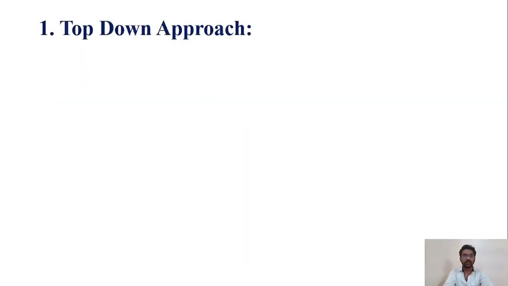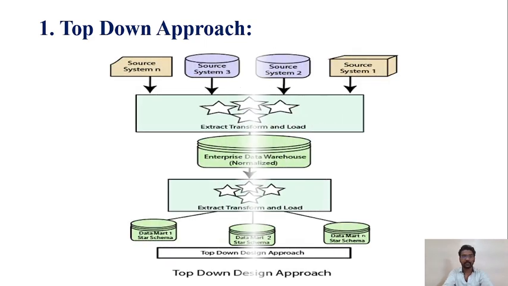Okay. So how the top-down approach is structured is given in a format like this. We have n number of source systems, connected along with the ETL. The ETL is connected with the EDW, the enterprise data warehouse, which is a normalized one, and it is again connected with an ETL. This second ETL is connected to several data marts, DM.